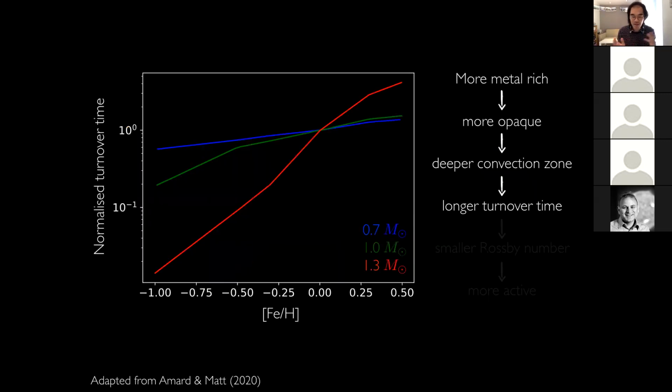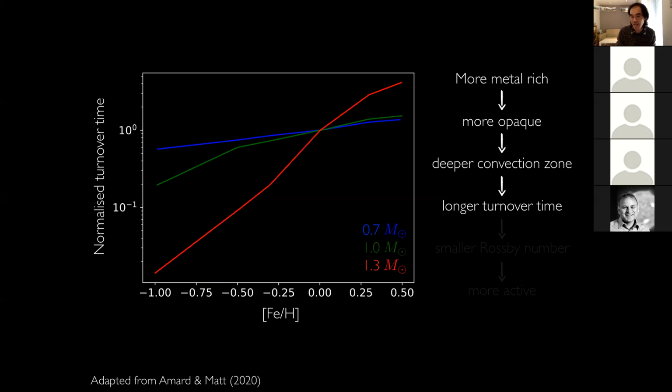And so theoretically, we can ask, what might we expect? Well, if you have two stars that have the same mass, same rotation, but different metallicities, you would expect the more metal-rich star to be more opaque, which would affect the energy transport going on inside that star, leading to a deeper convection zone and leading to a longer turnover time.